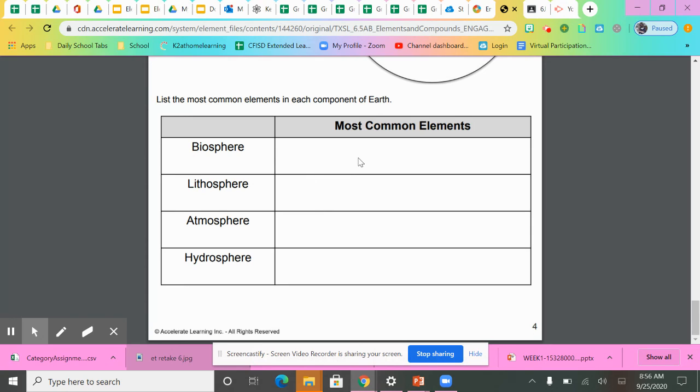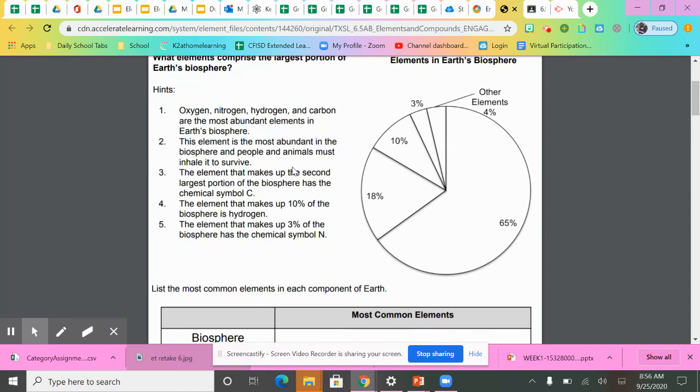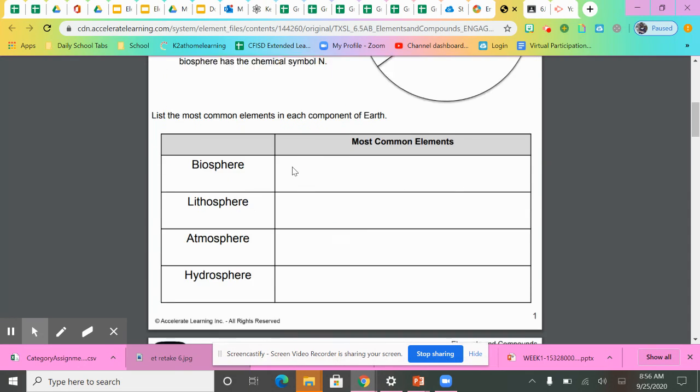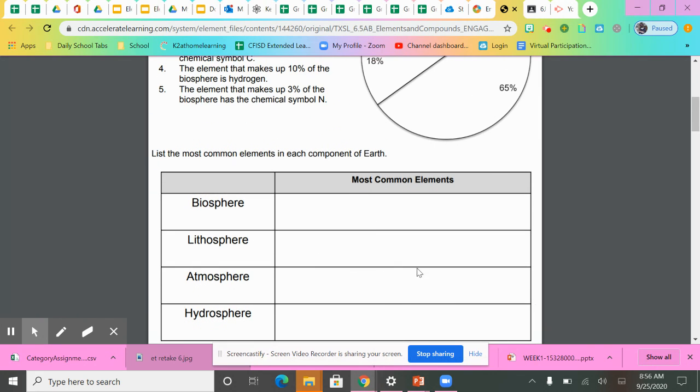So for the biosphere, you put the elements that make up the biosphere, go back to this top part to figure out those elements. And you tell me what elements make up the lithosphere, atmosphere, and the hydrosphere. And then that completes this activity.